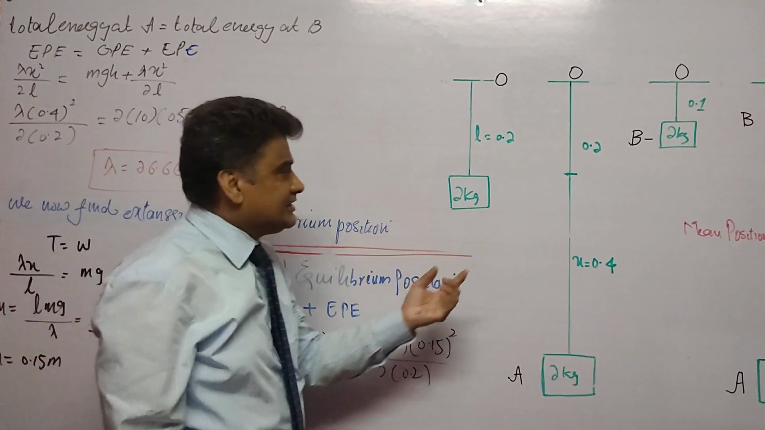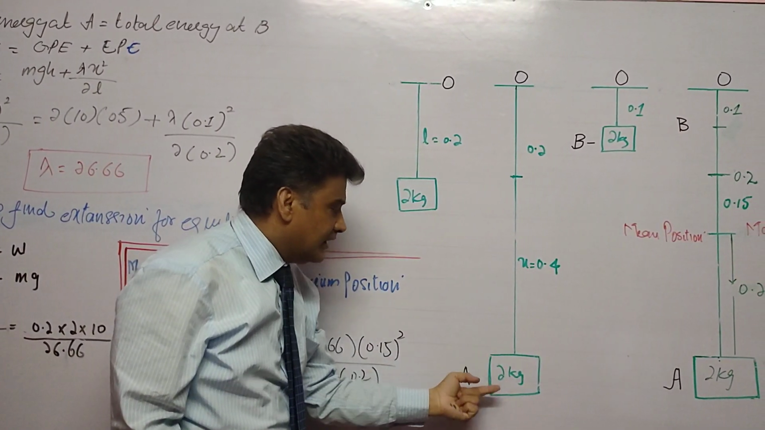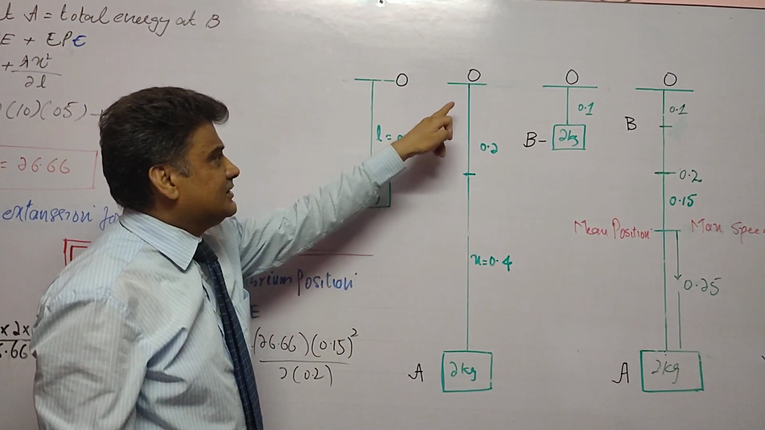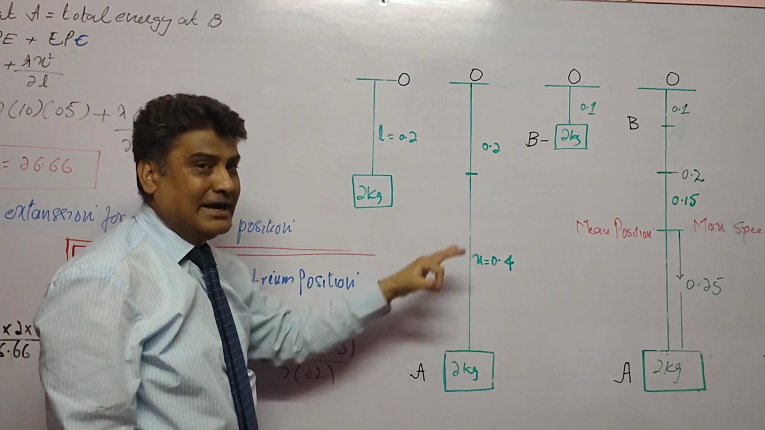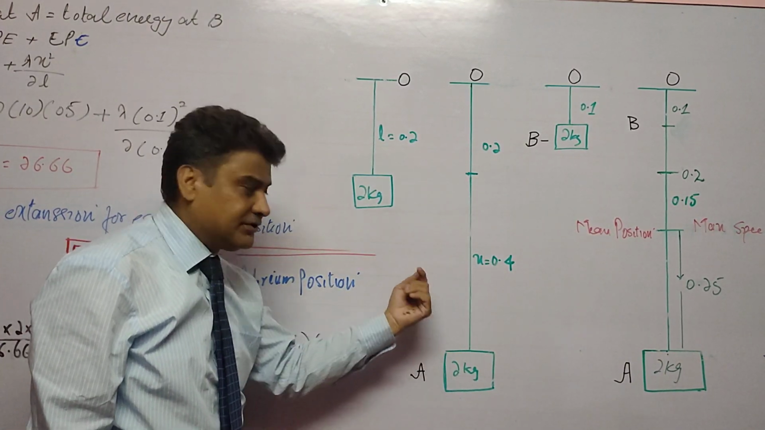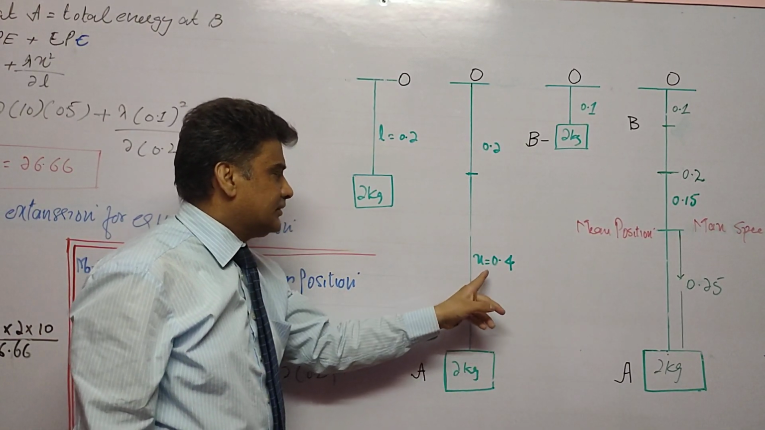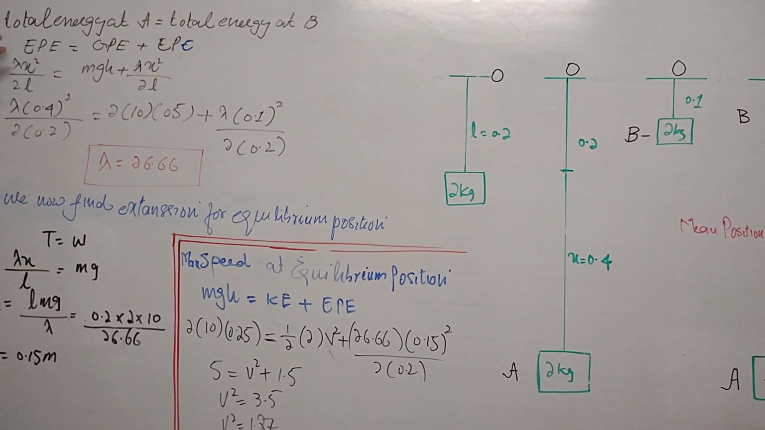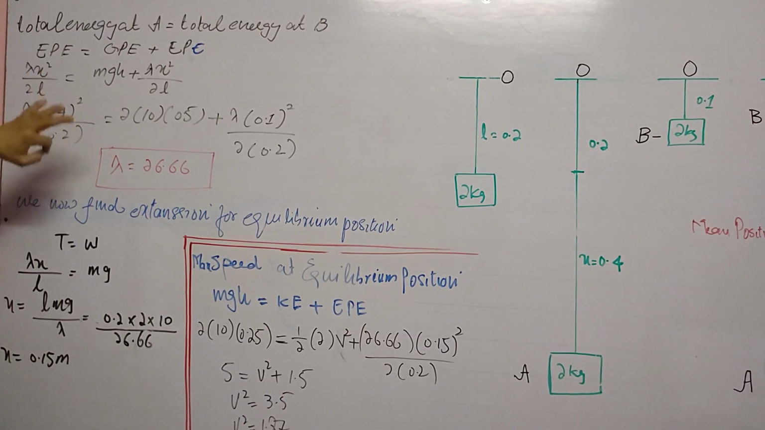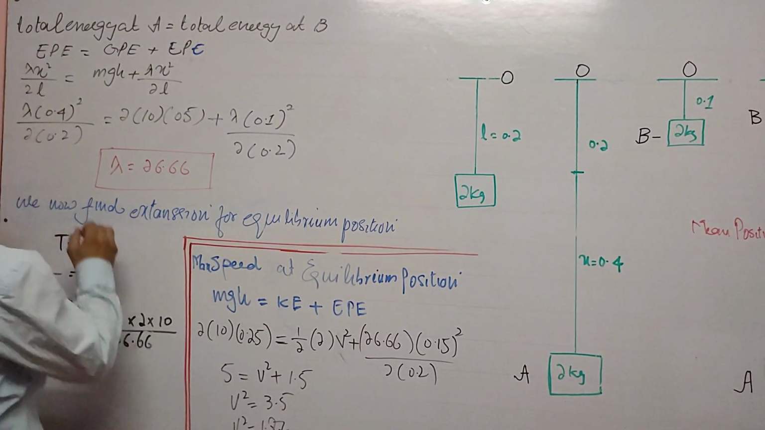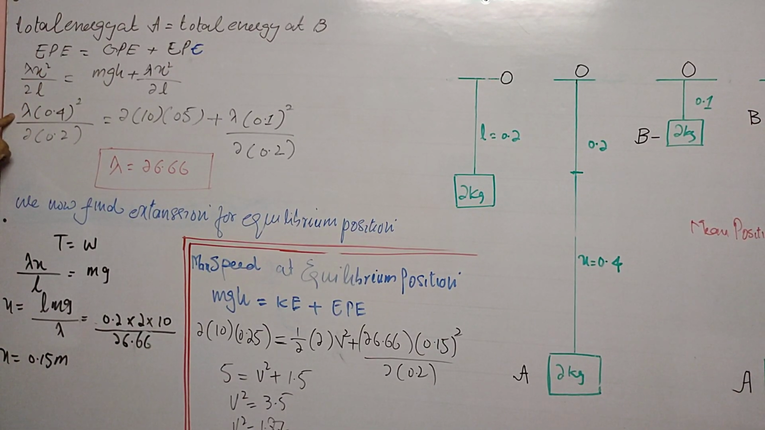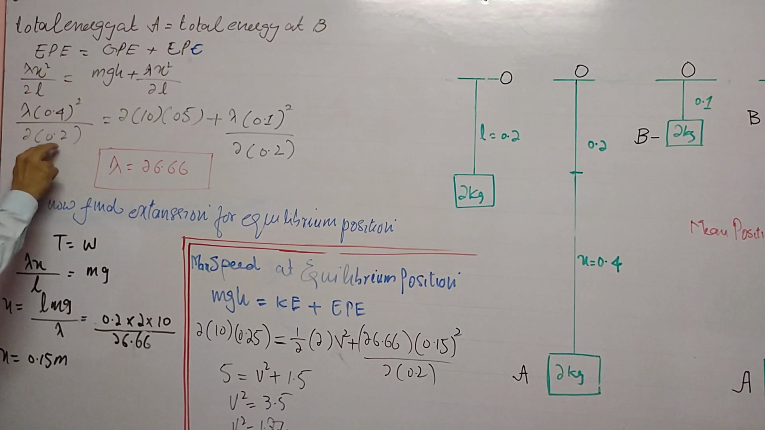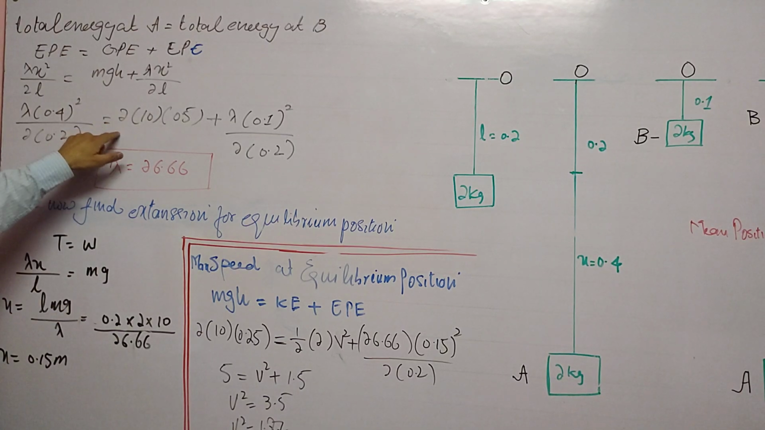You know, extension in string for this point will be 0.4 because natural length of string is 0.2 and extension in string is 0.4. We will take the value of x as 0.4. Lambda x squared by 2l, which is the formula to calculate elastic potential energy. Lambda x squared by 2l, value of lambda as it is, x is 0.4 whole squared, natural length 0.2, is equal to mgh.